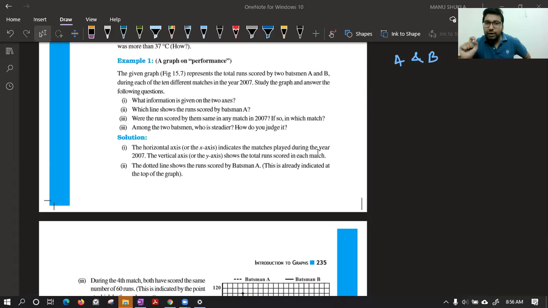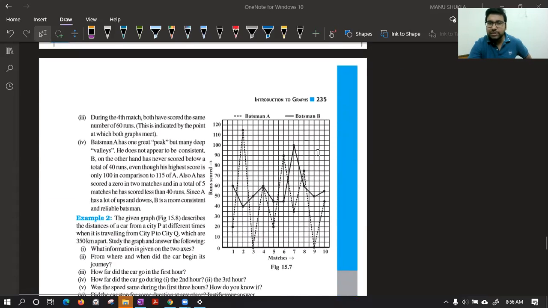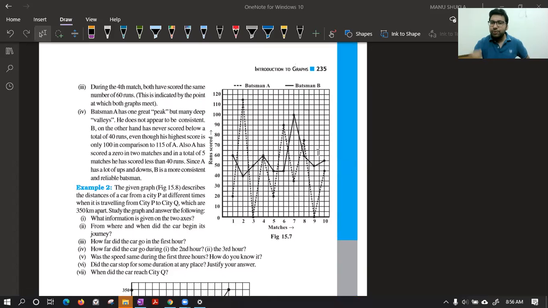Were the runs scored by them the same in a match in 2007? If so, in which match? So class, let us try to understand by seeing the graph and tell me, was there any instance when they had the same number of runs in a particular match? If so, tell me the match number in which it was. Okay, Ananya is saying match number 4.